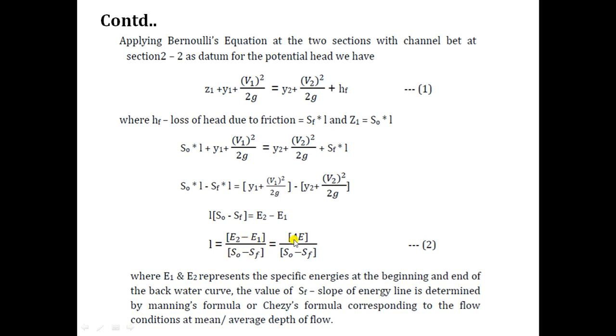E2 minus E1 is nothing but the difference in specific energy, delta E. So E1 and E2 represent the specific energy at the beginning and at the end of the backwater curve. Sf is the slope of energy line, and we can determine the slope of energy line by using either Chezy's equation or Manning's equation for the flow conditions of mean or average depth of flow.